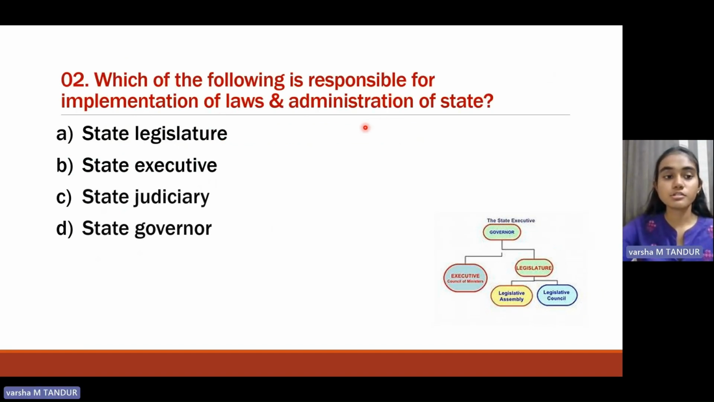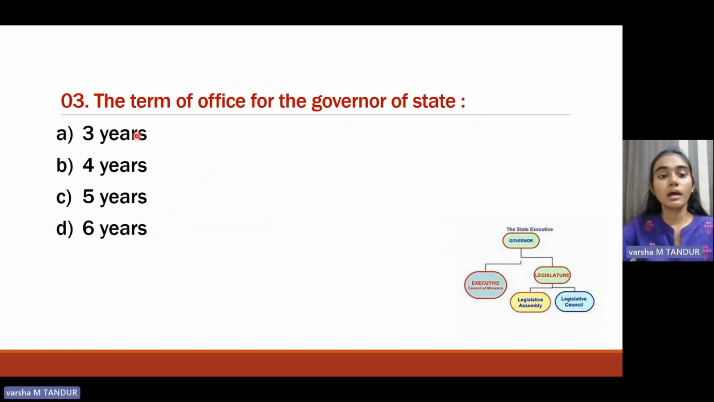Which of the following is responsible for the implementation of laws and administration of the state? State legislature, state executive, state judiciary, and state government. For the implementation of laws and administration of the state, it is always the state judiciary. The term of office for the governor of a state: 3 years, 4 years, 5 years, or 6 years. It is always 5 years. So the governor of a state can rule up to 5 years.